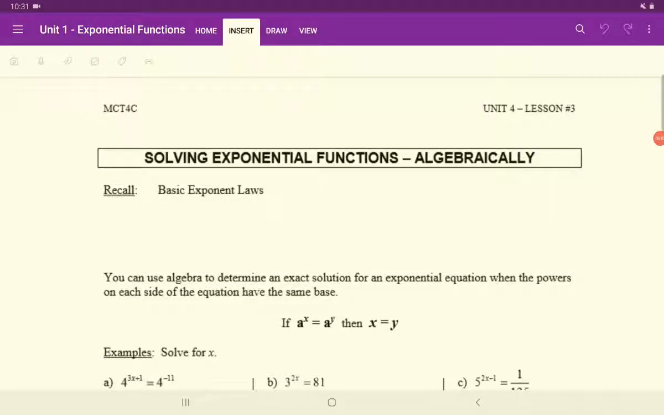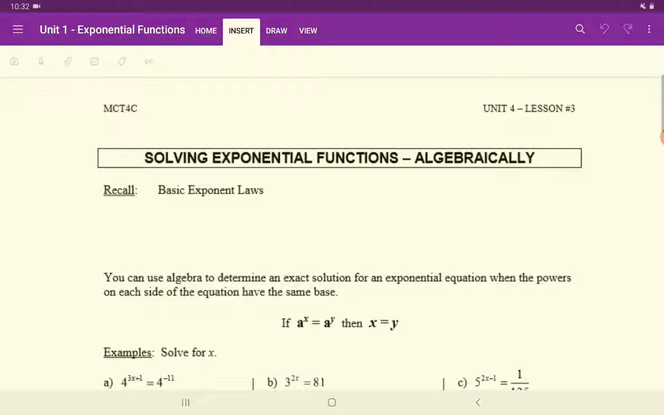All right, so our next lesson here, to continue perfectly from our last lesson where we solved exponential equations graphically using technology. We are now going to start to do it over the next two lessons. We're going to be doing it algebraically.